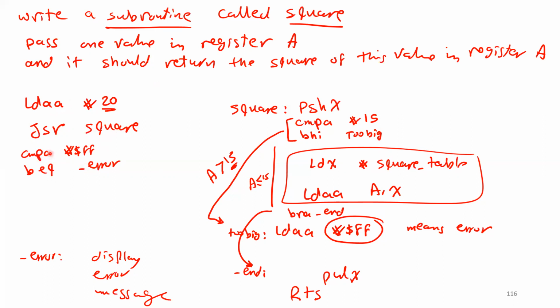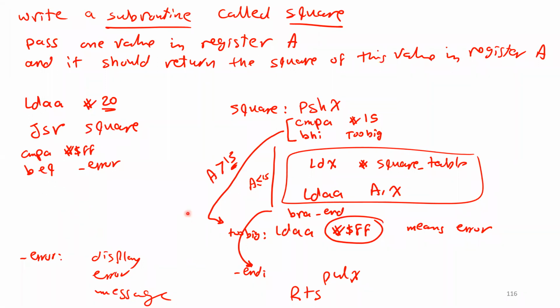And then after that, I have to compare A to FF. If it is equal to FF, that means I have to come here to display an error message. I'm going to tell the user, please try again, and this time give me a number from 0 to 15. Otherwise, if it is not FF, it means register A is already storing the square, and I can use it here. Okay, guys.